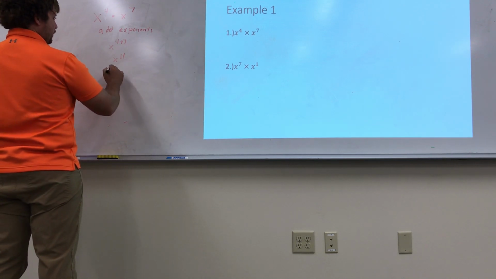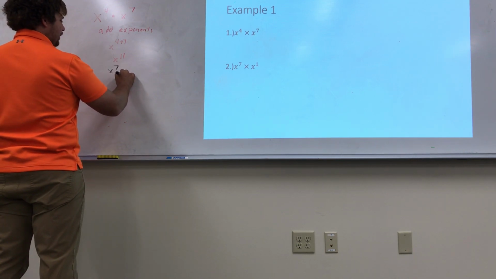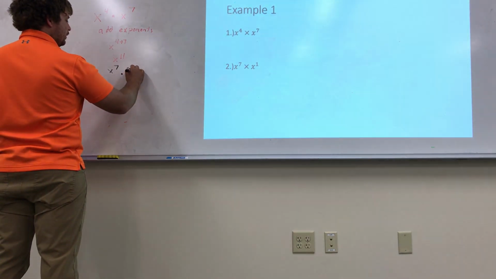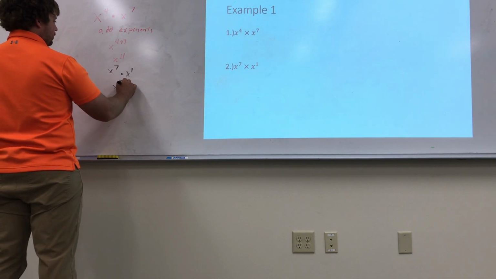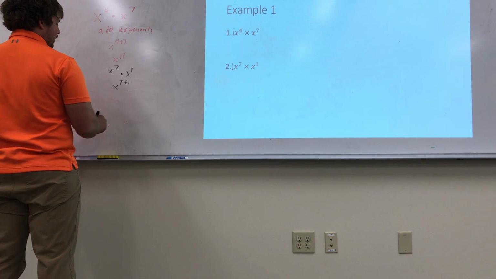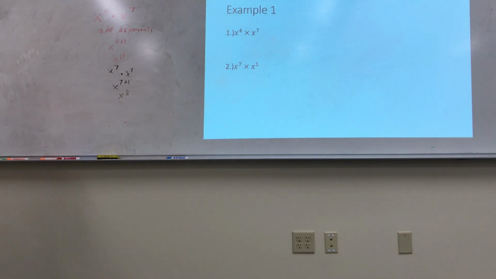On number 2, we would add exponents again. We have x to the 7th times x to the 1st. We would actually have x to the 7th plus 1, which is x to the 8th. When you are multiplying the bases, you add the exponents if the bases are the same. Okay?